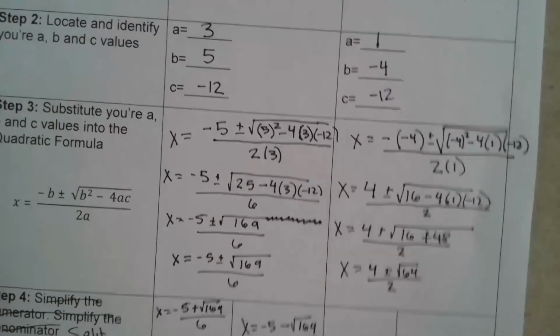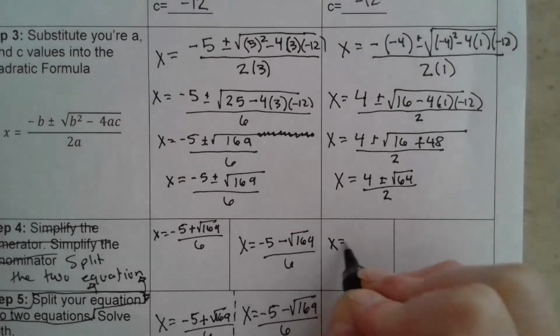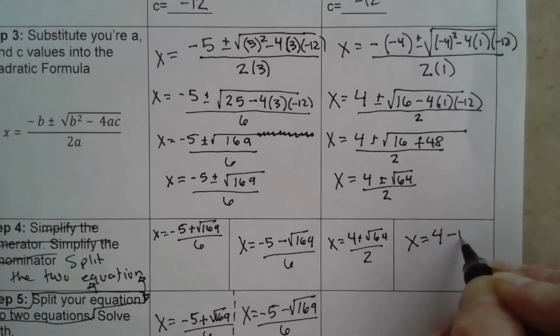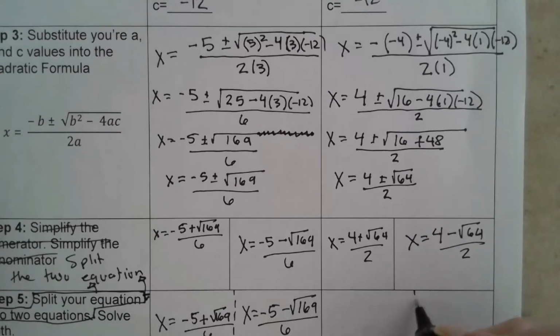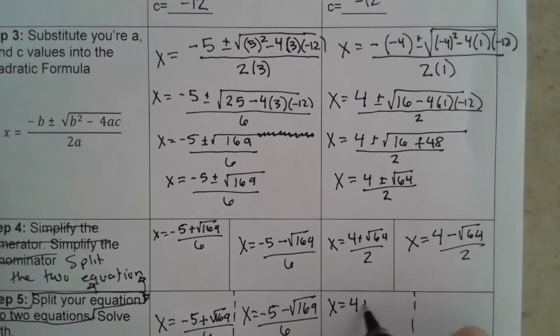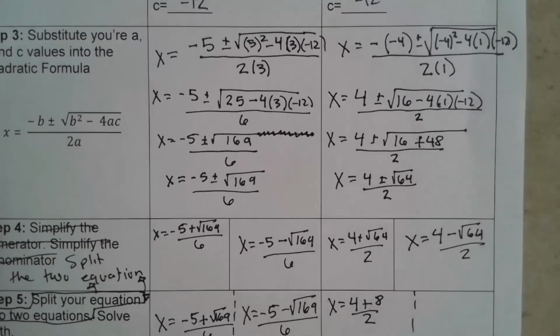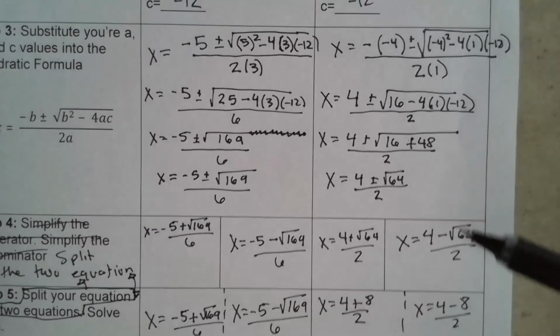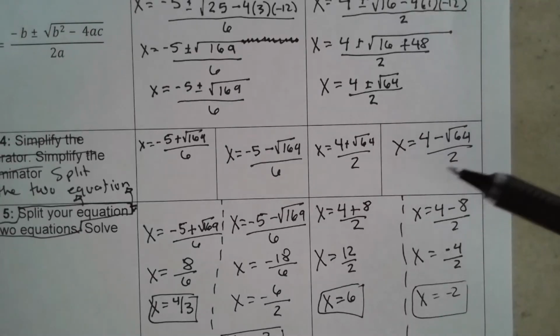So write our two equations. So x equals 4 plus the square root of 64 over 2, and x equals 4 minus the square root of 64 over 2. So x equals 4, and then we know the square root of 64 is 8, plus 8 divided by 2. X equals, what's 4 plus 8? That's 12 divided by 2, so x equals 6. So x equals 4 minus 8 divided by 2. X equals negative 4 divided by 2. X equals negative 2.